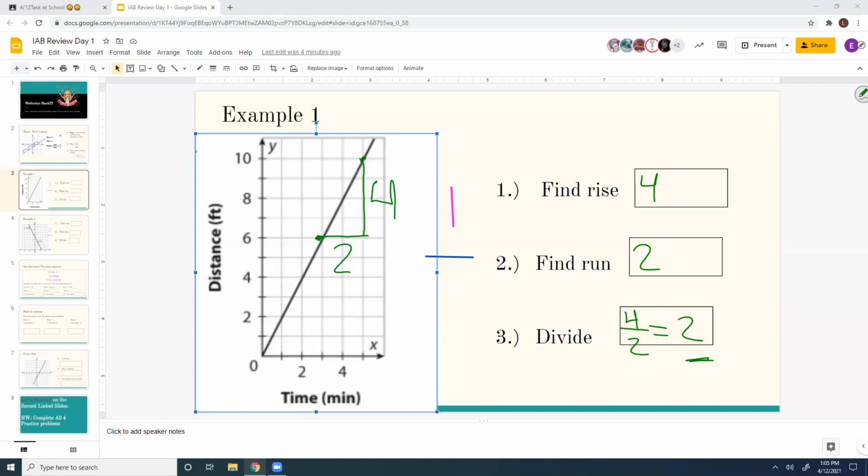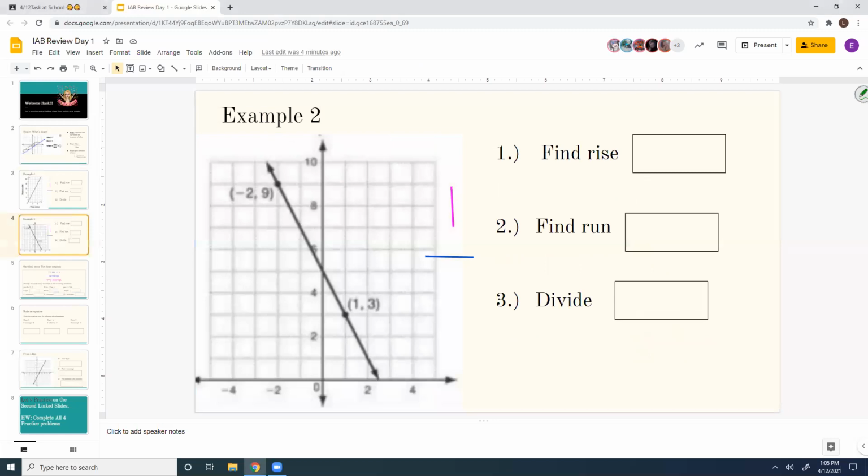Okay, here we go. Okay, that was slide number 3. We're looking at slide number 4. We have another line here. Before I have you draw your slope triangle, calculate your rise and run, what type of slope does this line have? Looking at it. Billy, what are you thinking?